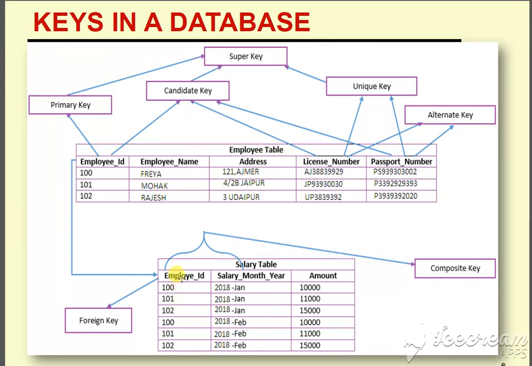Now here you see employee ID and month of salary. Employee ID from which table? From the employee table, and the salary table has the salary month of the year. So you combine these two. Now employee ID, when taken from this table, is the primary key of this table. When you take it here, it becomes a foreign key. And when you combine these two and form one key, it is a composite key. Clear? So this is how your keys will be formed.